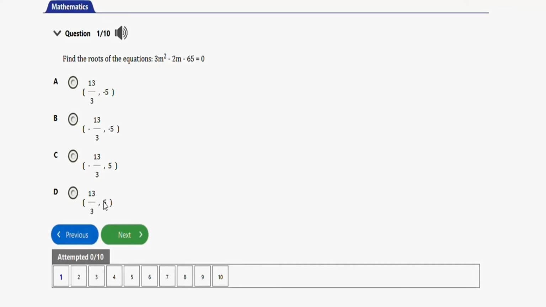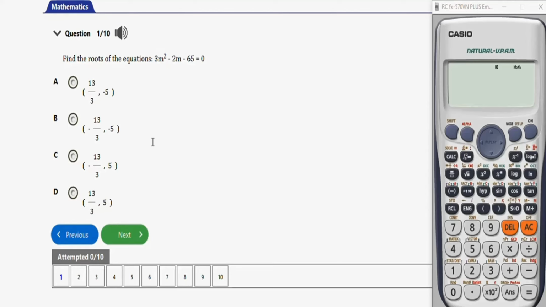Let's get a calculator and solve question 1. Let's begin. Question 1 says, find the roots of the equation 3m squared minus 2m minus 65 equals 0. This is the calculator we work with, the scientific calculator. The very first thing to do, as usual, is press shift, 9, instructions, press 3, press equal, and press equal again.